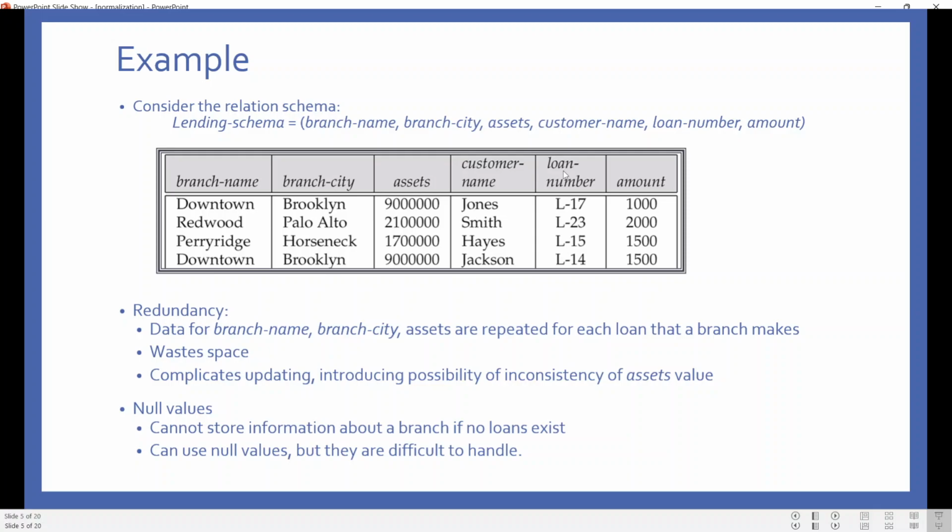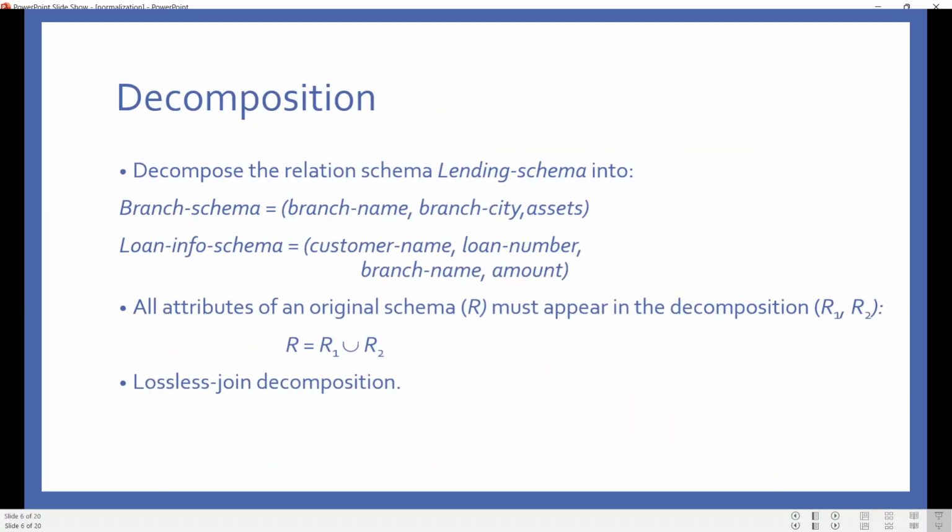So basically, when we decompose this table into smaller tables, then we can get rid of these anomalies. So that is the purpose of normalization. The purpose of normalization is to eliminate redundancy or to get rid of the anomalies present. Now, how can we decompose?